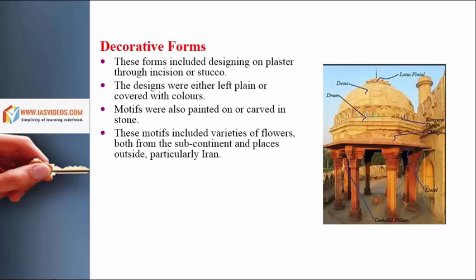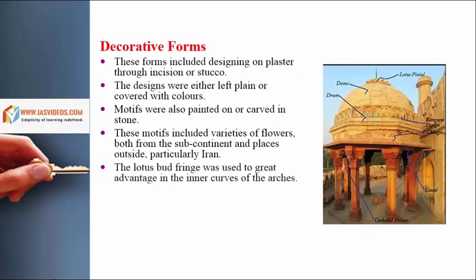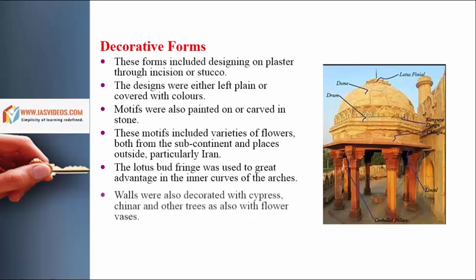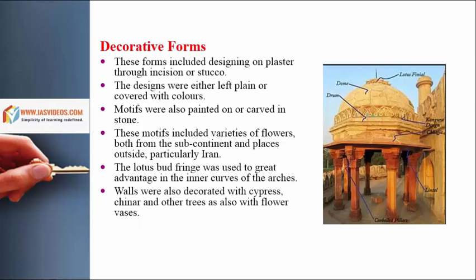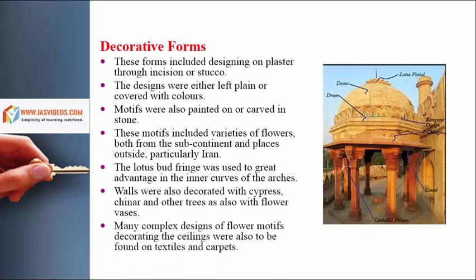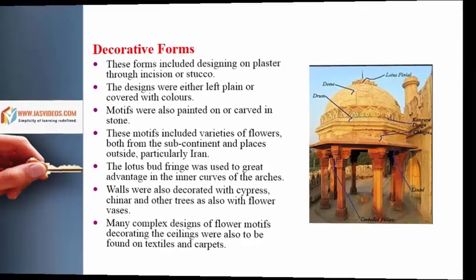These motifs included varieties of flowers both from the subcontinent and places outside, particularly Iran. The lotus bud fringe was used to great advantage in the inner curves of the arcs. Walls were also decorated with cypress, chinar and other trees, as also with flower vases. Many complex designs of flower motifs decorating the ceilings were also to be found on textiles and carpets.